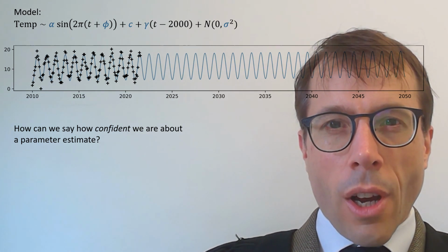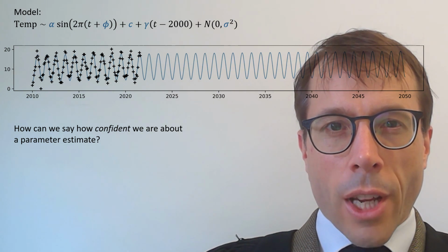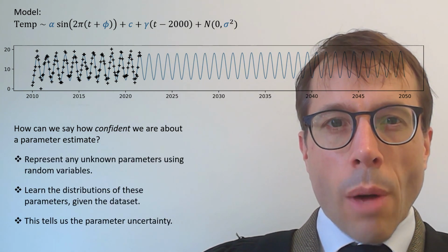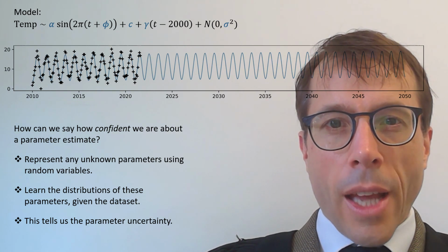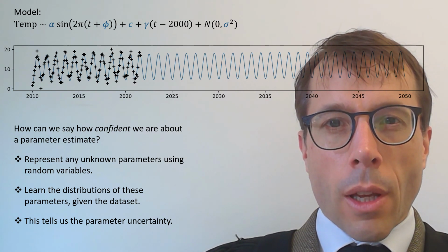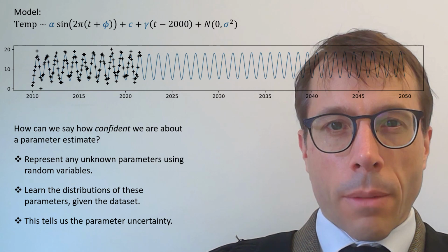This question is at the heart of any piece of science, and Bayesians have a way of answering it. They say we should represent any unknown parameter by a random variable and learn its distribution given the data.